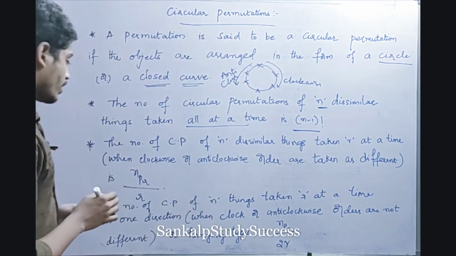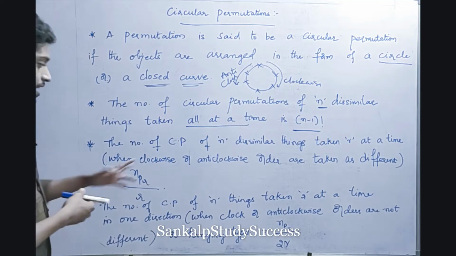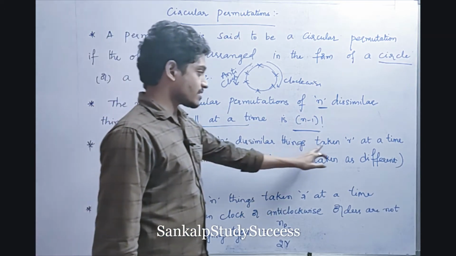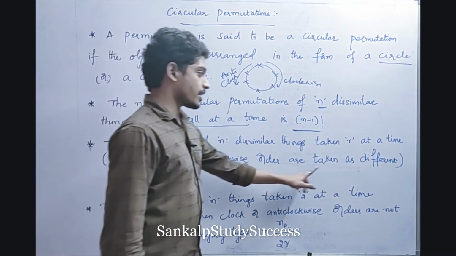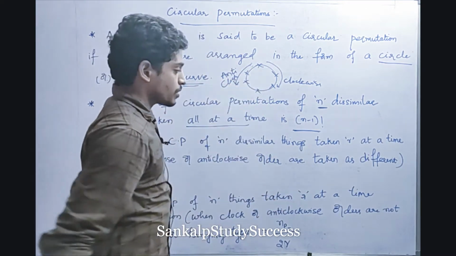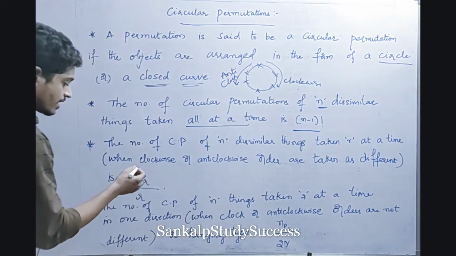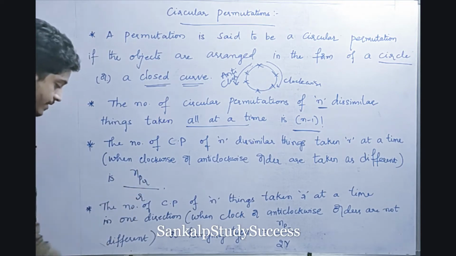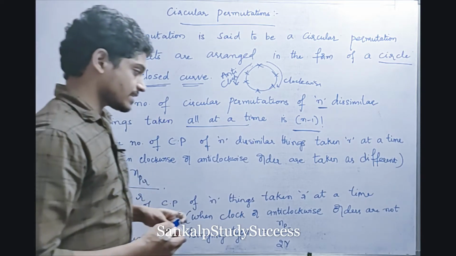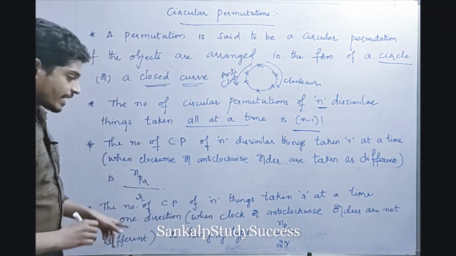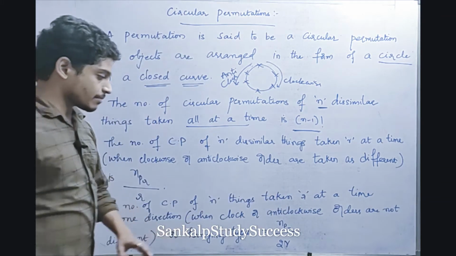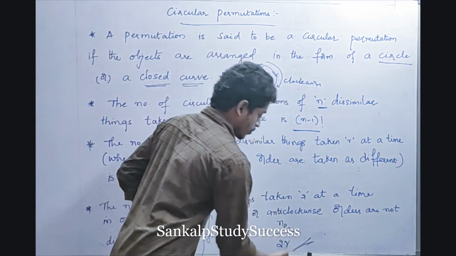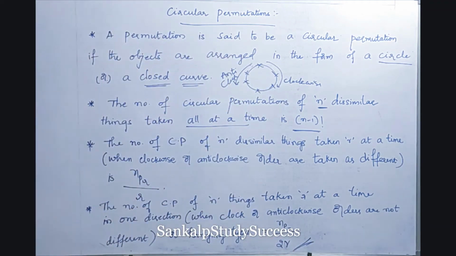Remember friends. Next, the number of circular permutations of n dissimilar things taken r at a time, when clockwise and anti-clockwise orders are taken as different, is nPr by r. Next, the number of circular permutations of n things taken r at a time in one direction, when clockwise and anti-clockwise orders are not different, is nPr by 2r. Just remember these four: the definition and three important formulas.